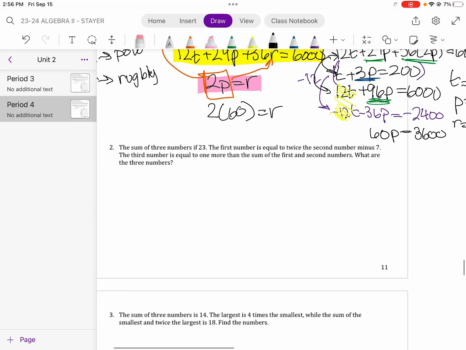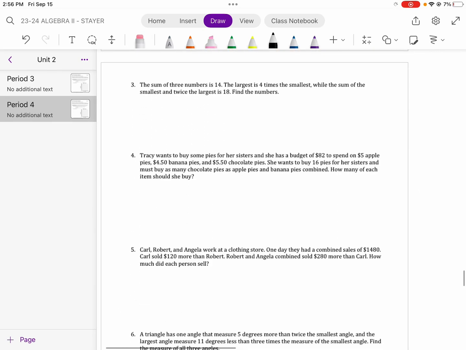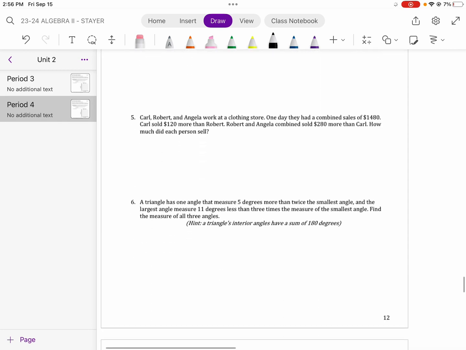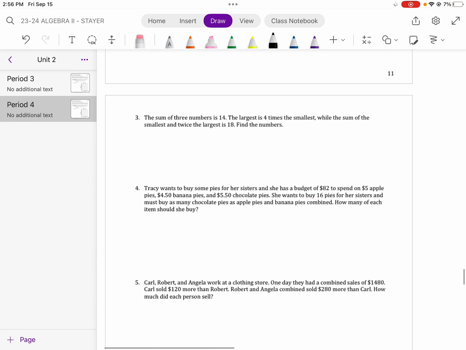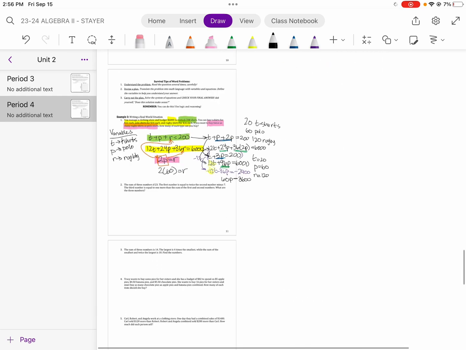Sometimes the story problems might seem like they're a little bit harder, but they might be straightforward. You might look at some decimals, things like that. But that's really what we're seeing right here.